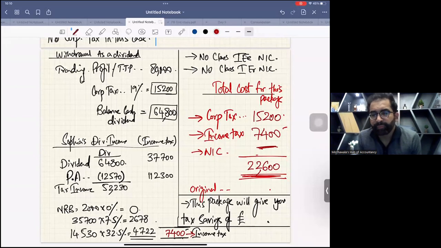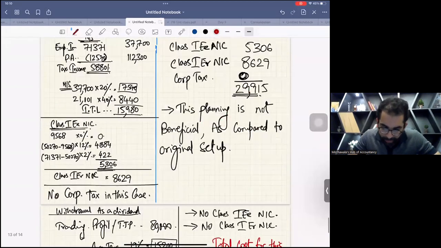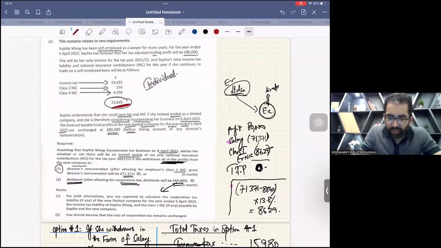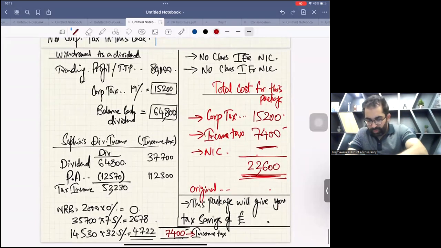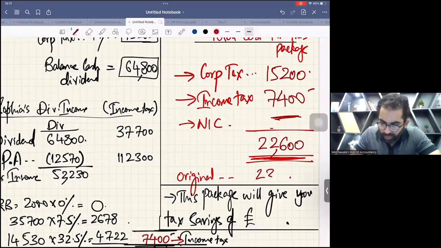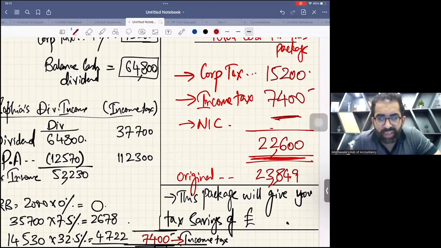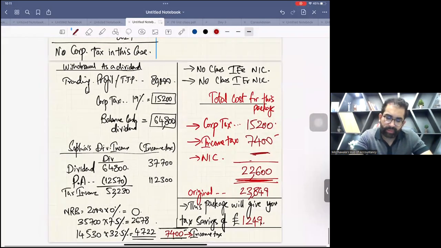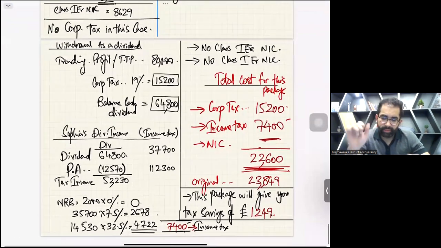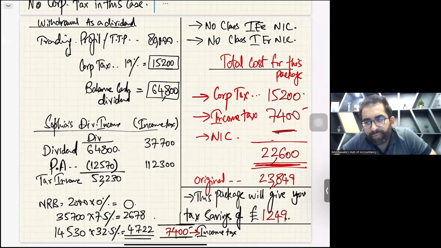Can you see the question? In the question, the package was 23,849. See, this is the package. The original package was 23,849. Can anybody take the difference of 23,849 minus 22,600? Yes, you can say 1,249, and that's the end of the question. The second package is beneficial, and by using the second package, you can save additional tax of 1,249.